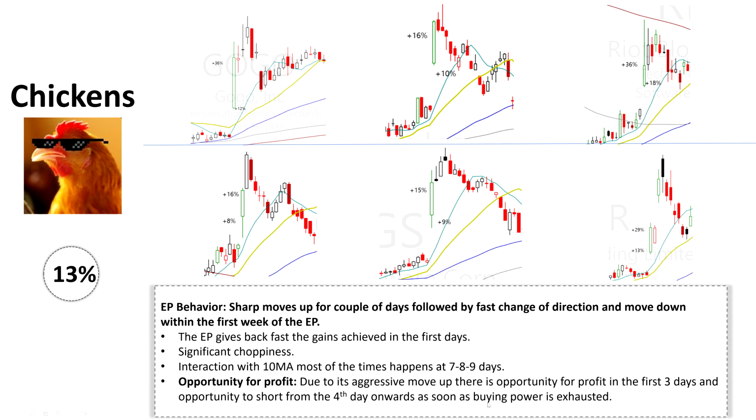As soon as buying power is exhausted, I assume that specifically the chickens are those stocks that some professional traders, day traders, short aggressively after day 3. They wait until the stock exhausts itself and then they start shorting here or here or somewhere here. So the chickens are tradable on the long and then on the short side with a good opportunity and significant range. So yeah, let's move on.